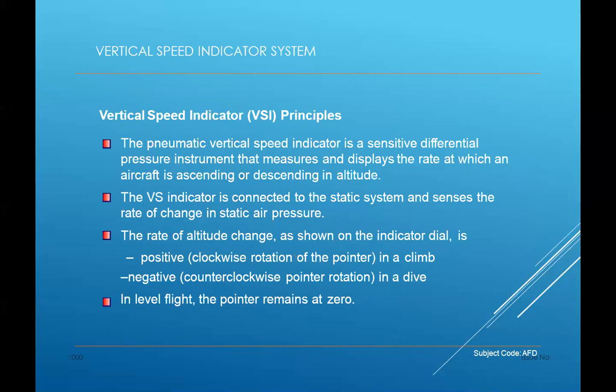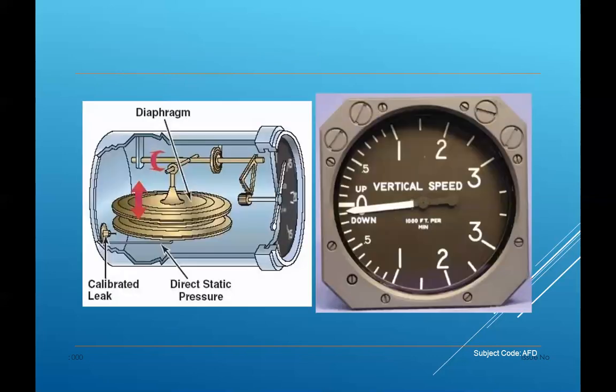This is the vertical speed indicator principle. The pneumatic vertical speed indicator is a sensitive differential pressure instrument that measures and displays the rate at which an aircraft is ascending or descending in altitude. The VS indicator is connected to the static system and senses the rate of change in static air pressure. The rate of altitude change as shown on the indicator dial is negative in a dive and positive in a climb. In level flight, the pointer remains at 0.